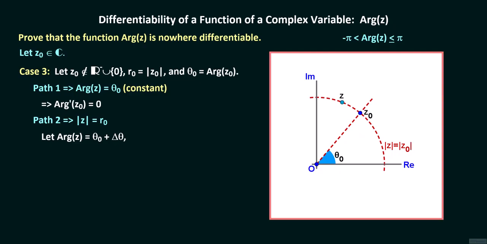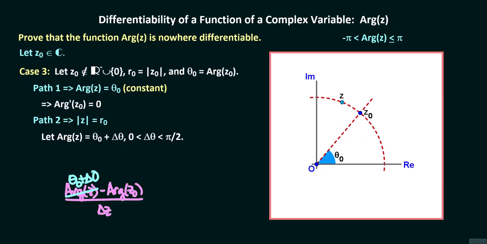Without loss of generality, we choose z close enough to z sub 0 on the arc so that 0 is less than delta theta is less than pi over 2. The difference quotient for the principal argument prime of z sub 0 equals the principal argument of z minus the principal argument of z sub 0, all over delta z. The principal argument of z is theta sub 0 plus delta theta. The principal argument of z sub 0 is theta sub 0. Theta sub 0 cancels out so that the difference quotient is delta theta over delta z.